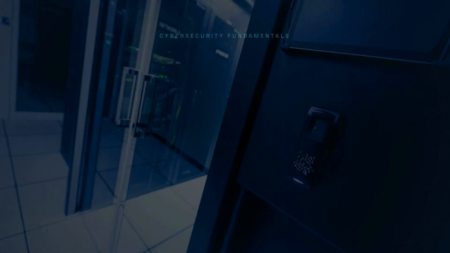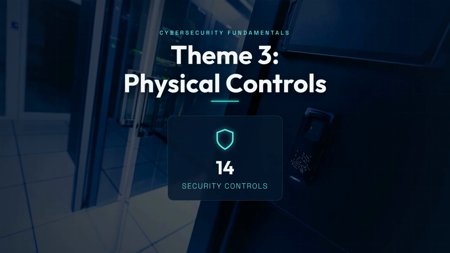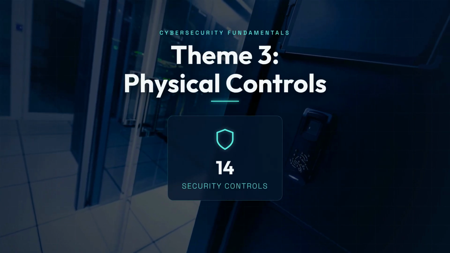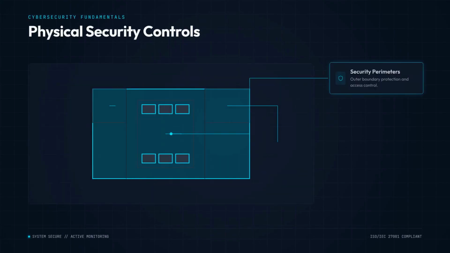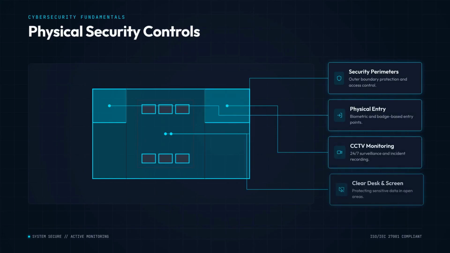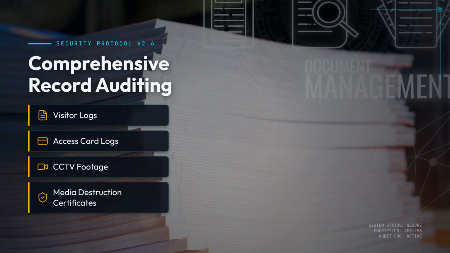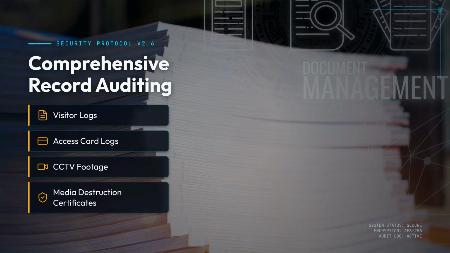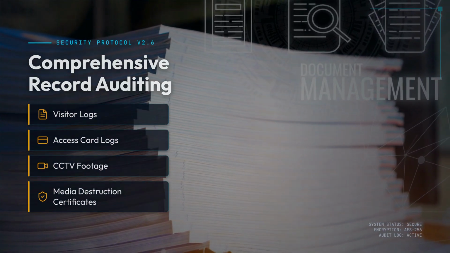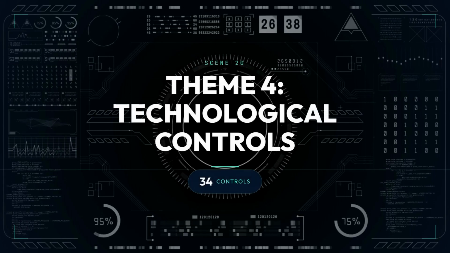Theme 3 covers physical controls. These 14 controls are designed to protect your facilities, equipment, and any sensitive physical information. Key examples are security perimeters, physical entry controls, CCTV monitoring, and maintaining clear desk and clear screen requirements. Evidence for these includes visitor logs, access card records, CCTV logs, and certificates for the secure disposal of hardware and media.